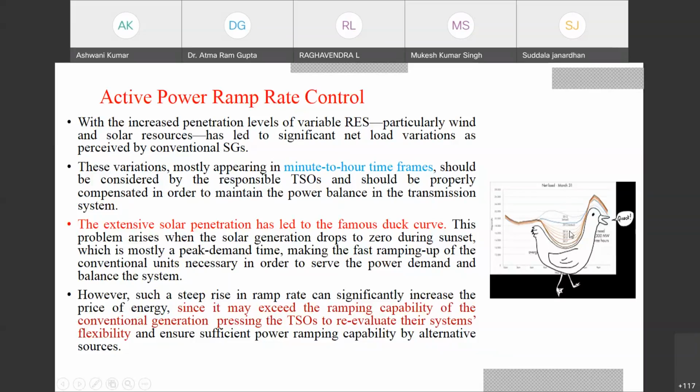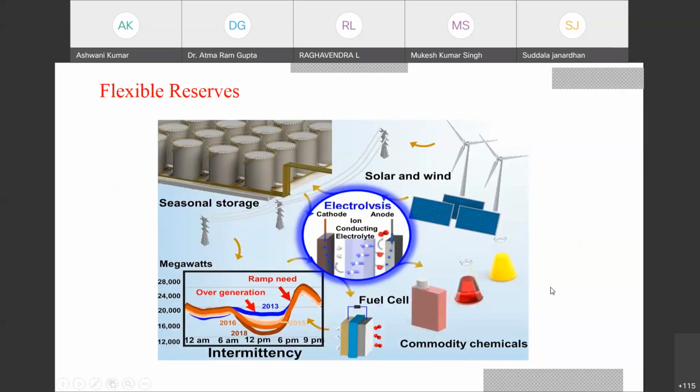So we have a very famous duck curve here, and we are demanding this situation in a lower inertia system. Active power ramp rate control is very important for these devices. The responsibility of the distribution network operator is that they need to have a fast reserve with them, and this is called fast energy storage systems. Because of the intermittency, there can be such a situation, so we have a storage system here.